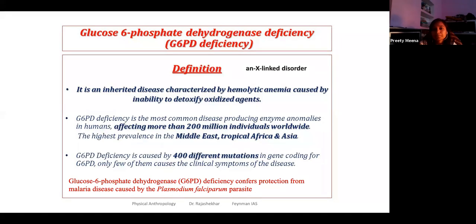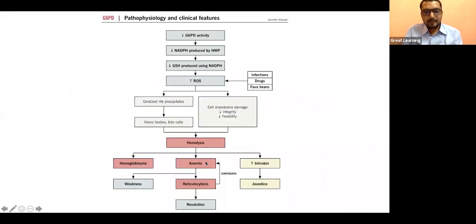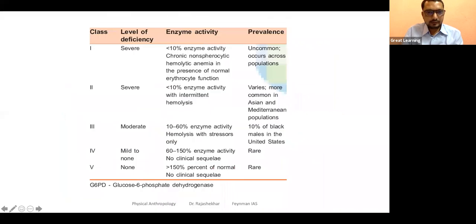So G6PD deficiency, like sickle cell anemia, can be an example of balanced polymorphism. There's also variation depending on how active the enzyme is, because several mutations are there, right? So people may have severe forms of G6PD deficiency, or a moderate form, or a mild form of it.